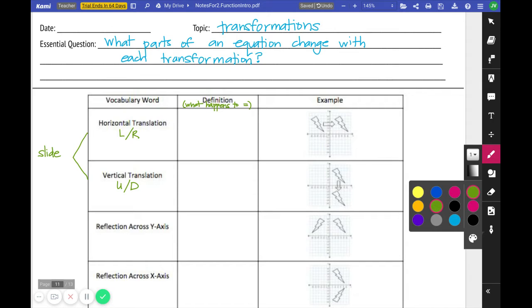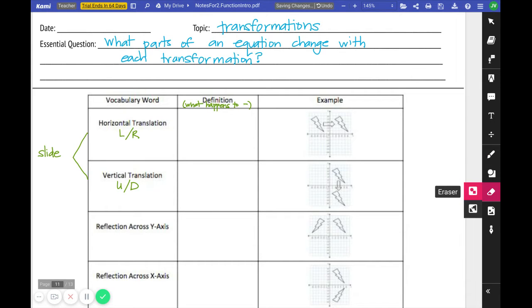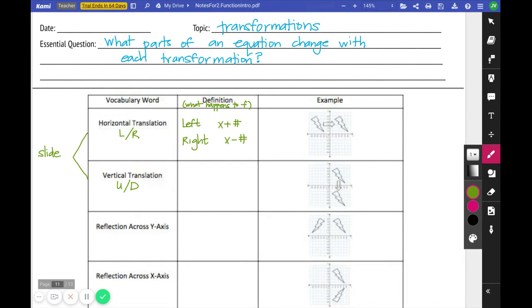I wrote equals. Maybe you should make that a little clearer. I'm just going to put what happens to f, because we're going to look at it in terms of functions. So horizontal translation, in this case, we're moving our graph to the right. And how we do that is one of two ways. If we are moving left, we do x plus the number. And if we are moving right, we do x minus a number.